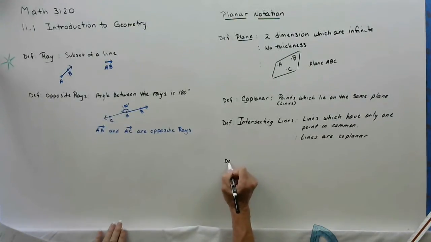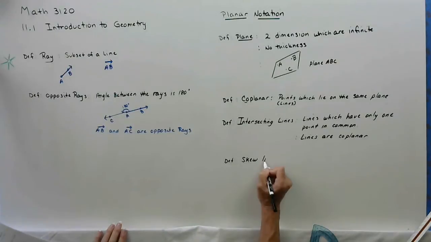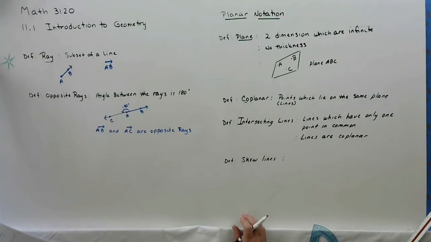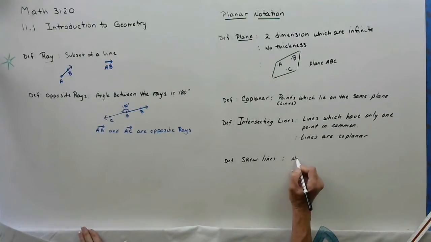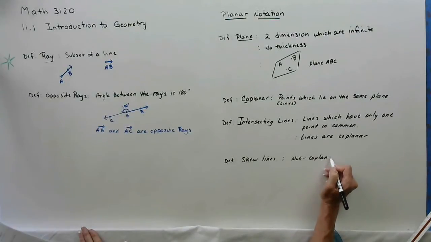And then here's a fun word, skew. If I have lines which are said to be skew, or sometimes you'll hear people say, "I feel askew today," askew, A-S-K-E-W. Well, skew lines are lines which are not coplanar. So these are non-coplanar lines.